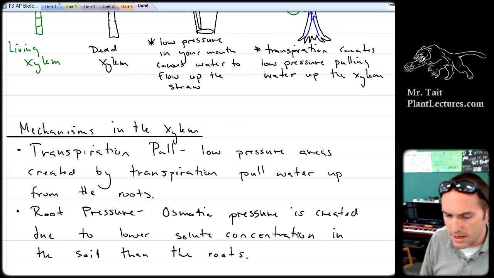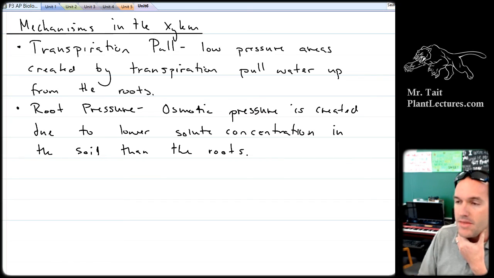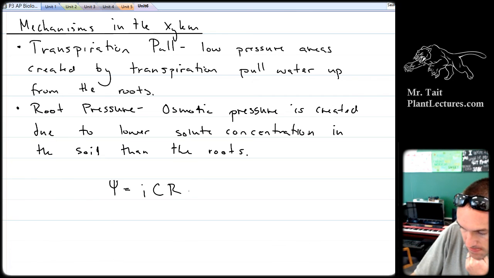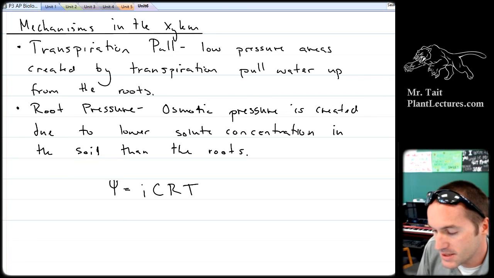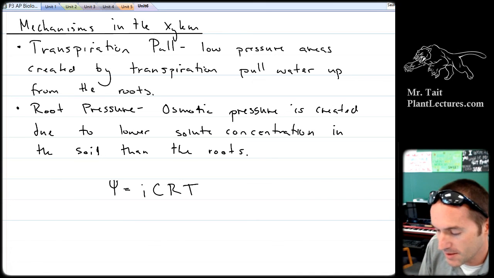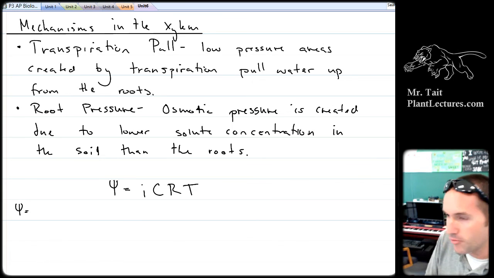Anybody have any questions on either of these things? We got one last thing to do, one last little bit to cover here. These two mechanisms are described like this. Psi is equal to iCRT, right? And this is a confusing equation, right? Because it uses some weird terminology for different things. Psi, you've probably never seen the psi symbol before in an equation, or maybe you have, I don't know. But it stands for water potential.